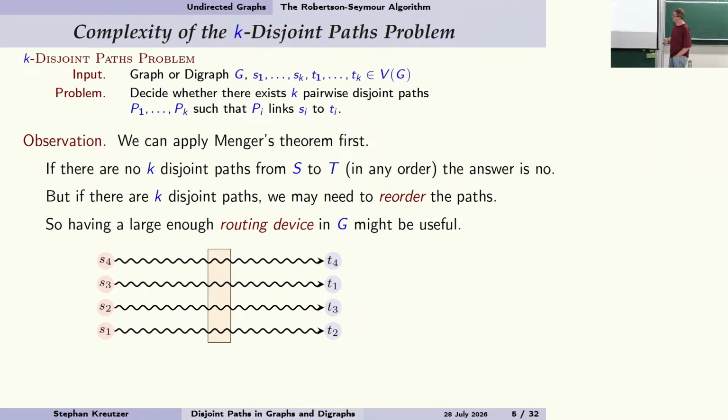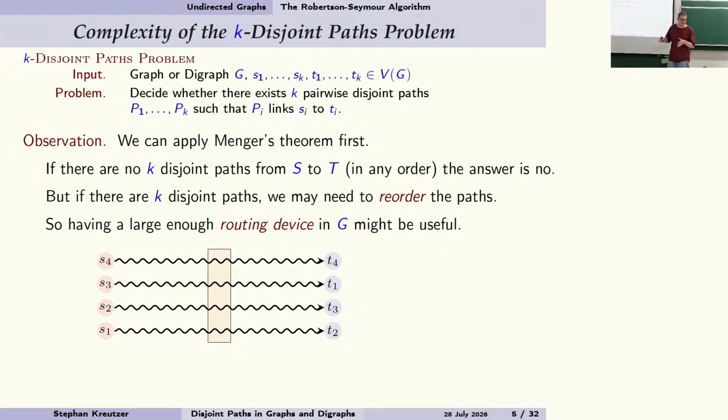Let's look at how this works quickly. Let's give some rough idea how this algorithm works. So we have our graph, and we have our sources and targets here. Now, the first thing we can obviously do is just apply Menger's theorem and ask, do we even have k paths from left to right in any particular order? We don't care about the order at the moment.